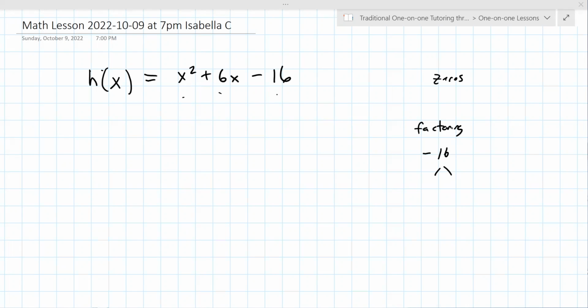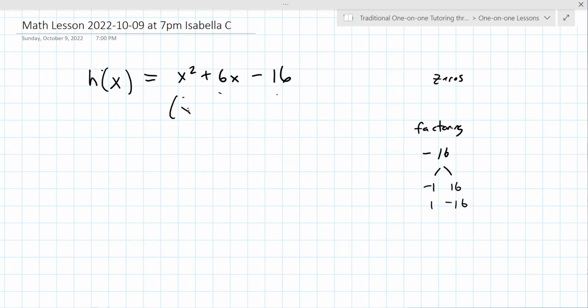Wait, something that multiplies to negative 16 and adds to positive 6. So obviously one is positive and one is negative in this case. You'll have to work through those and you'll find it pretty quickly. There's not a ton of these that work. So it would be 8 and negative 2.